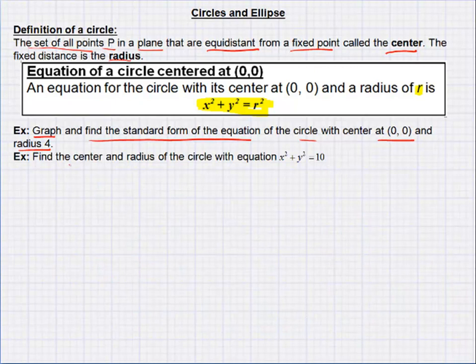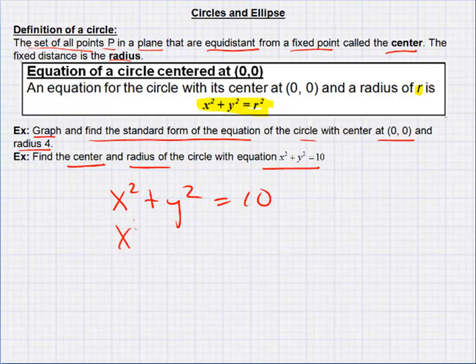Here's another one. Find the center and the radius of this circle. So this question is basically the reverse of the last question. I'm giving you the equation, and you need to tell me the center and radius. Well, this is in the form x squared plus y squared equals r squared. So the center is automatically 0, 0.